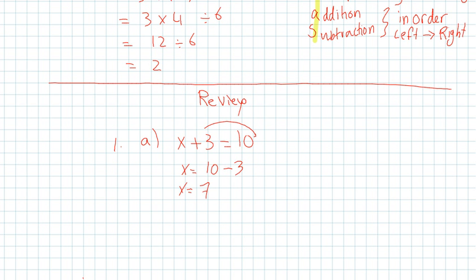The answer should make sense, right? Because if I plug 7 back into x, 7 plus 3 is equal to 10, right? So this is a way that you can check your solution by plugging that answer back into the letter and then making sure that your left side is equal to the right side of the equation.